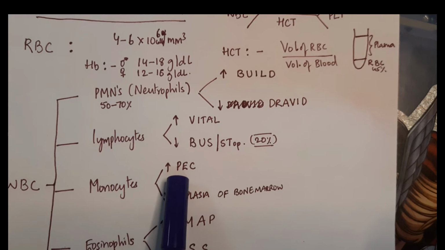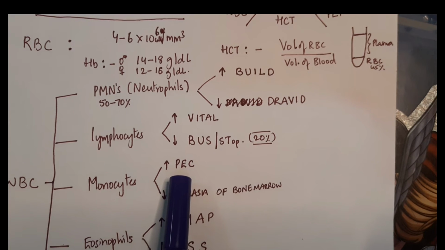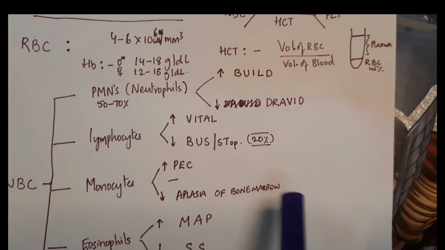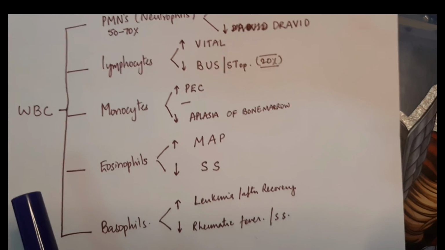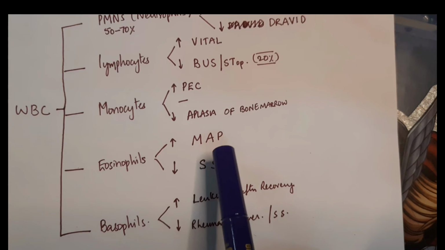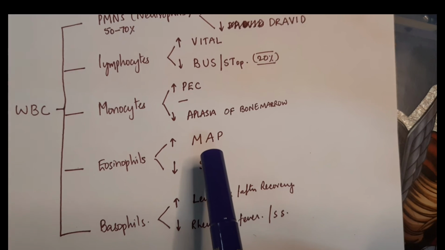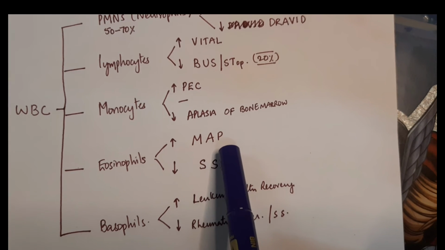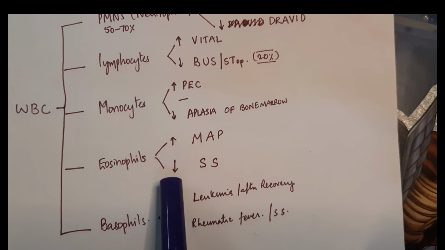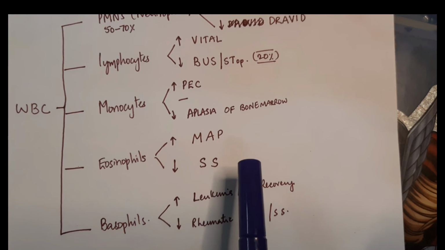In monocytes, it is increased in PEC, that is in protozoal infections, subacute endocarditis, and collagen disease, and they are decreased in aplasia of bone marrow, right? And then eosinophils are increased in MAP, that is in malignancy, allergy. It can be any form of allergy, it can be asthma also, and Addison's disease, and P for parasitic infections. In MAP you see eosinophils increased, and eosinophils are decreased in two types, that is stress and steroids.